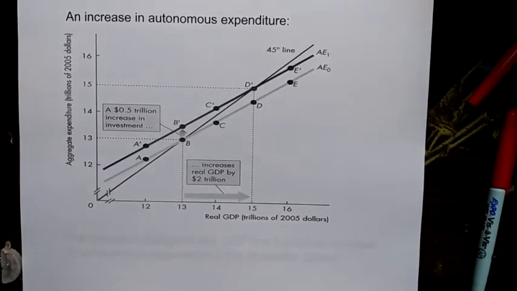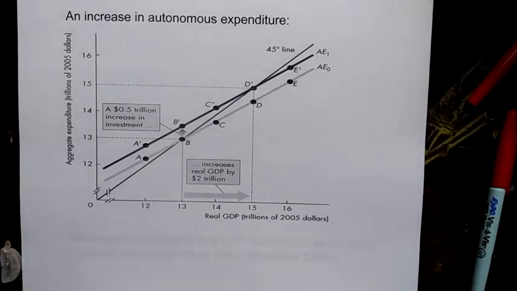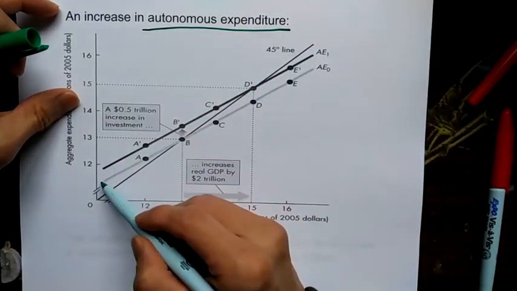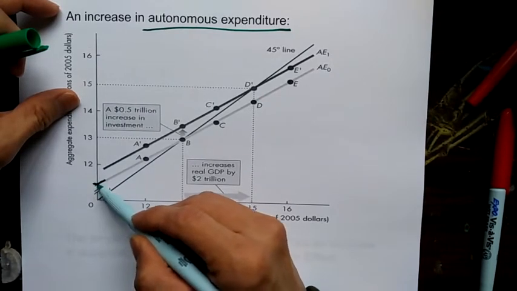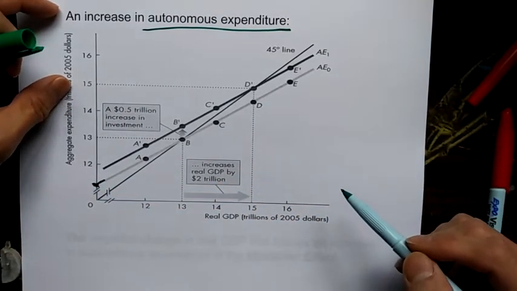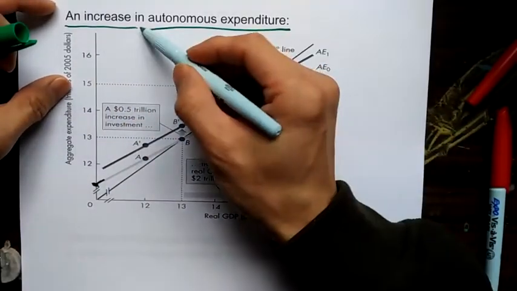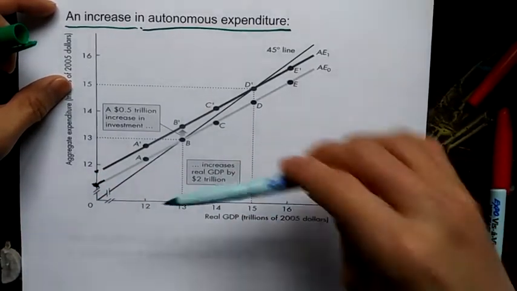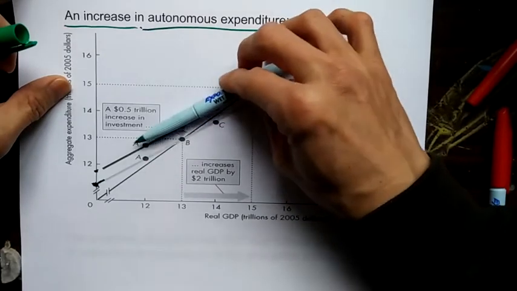Now, what happens if there is an increase in autonomous expenditure? Say, for example, increase in autonomous consumption, or increase in investment, increase in G, increase in X. Remember, what is autonomous expenditure? Autonomous expenditure is the y-intercept of the aggregate expenditure function, right? So an increase in autonomous expenditure, the only thing changed is the y-intercept. The slope doesn't change. Therefore, aggregate expenditure function shifts up.